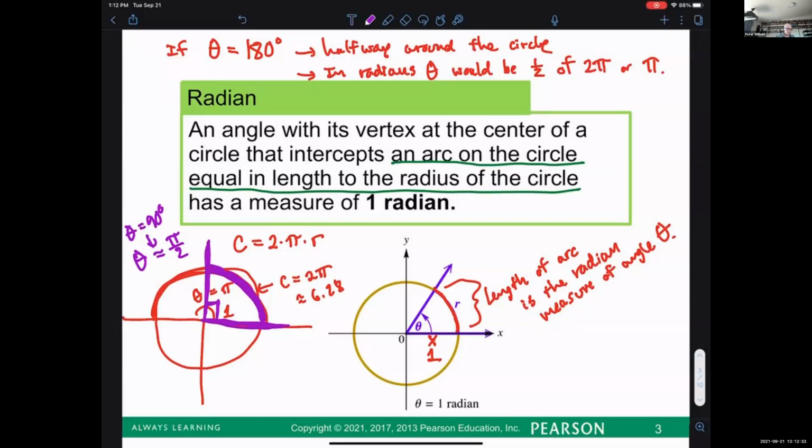180 degrees is the same as pi in radians. And all the way around the circle, the full circumference of the circle would be the same as 360 degrees. And all the way around is the circumference of a unit circle, which is 2 times pi.